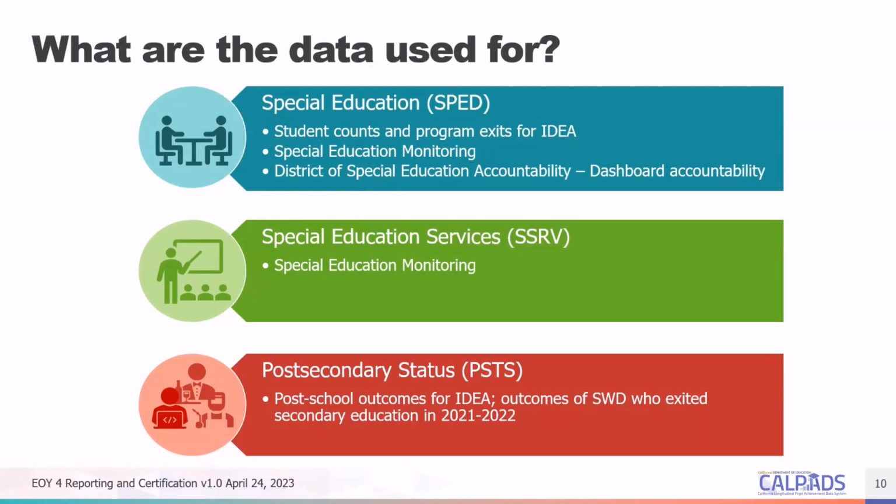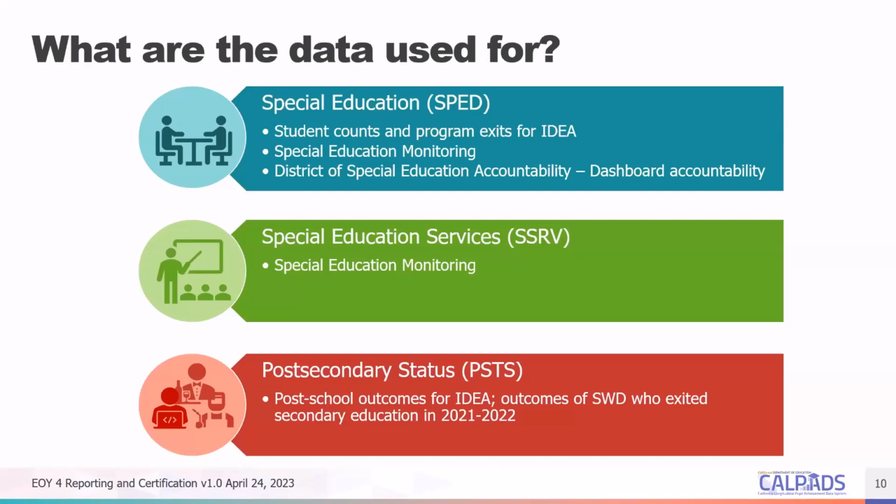So what is the data used for? The special education file provides us the counts and program exits for the Individuals with Disabilities Education Act. We have special education monitoring that is consistent throughout the year. And we need to determine the district of special education accountability for the dashboard. Then you have those services that need to be reported for the special education program, and that's in the SSRV or services file.